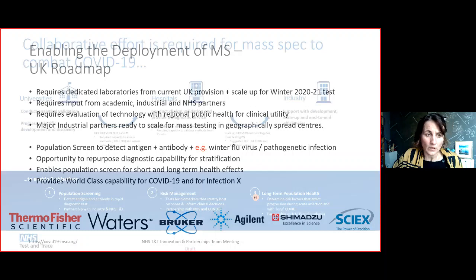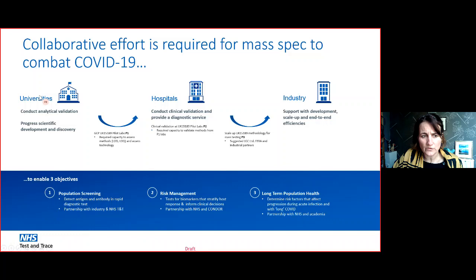So this collaborative effort has been set up like this. We have university labs conducting analytical validation, and we call these pilot labs. This is the P1. We then have hospital labs conducting a clinical validation and looking to get this to an ISO standard by Christmas. That's an amazing effort. And then that methodology will be scaled up with industrial partners supporting our programme and allowing this to be really mass deployed.